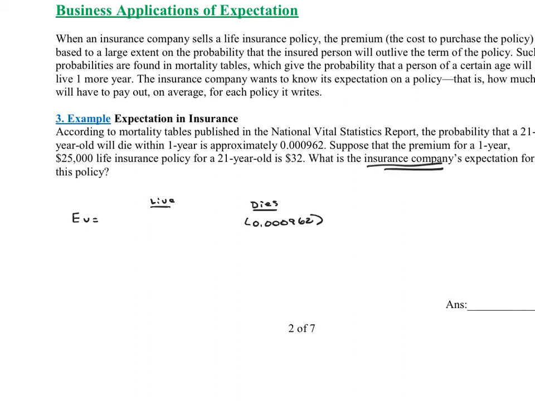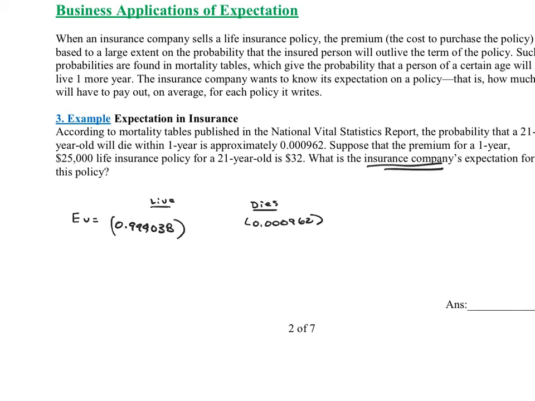So the probability that they live is found by doing 1 minus that number, which is 0.999038. So there's the probability they live and the probability they die. Remember, we're considering this from the insurance company's point of view.